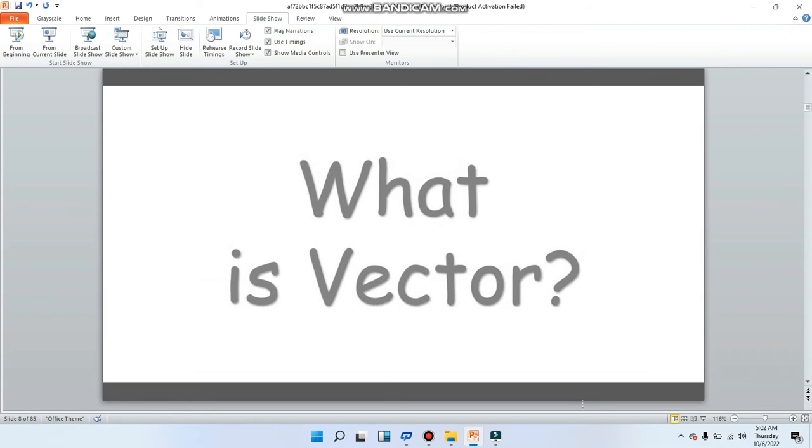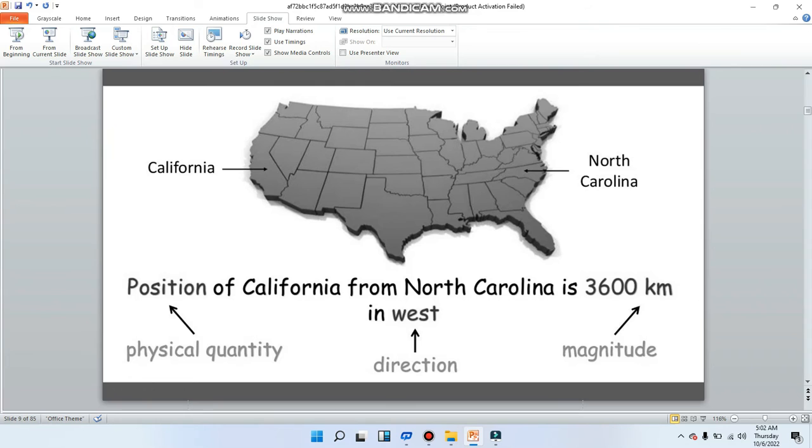What is vector? In this picture, position of California from North Carolina is 3600 km in west, where position is the physical quantity, west is direction and 3600 km is the magnitude.